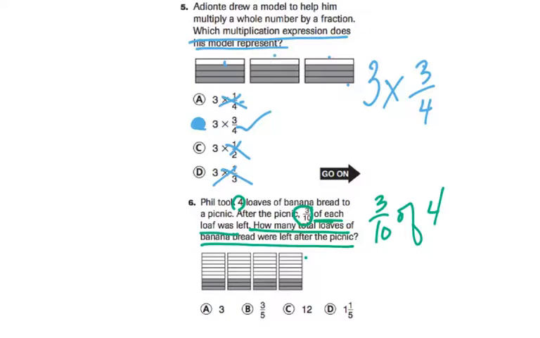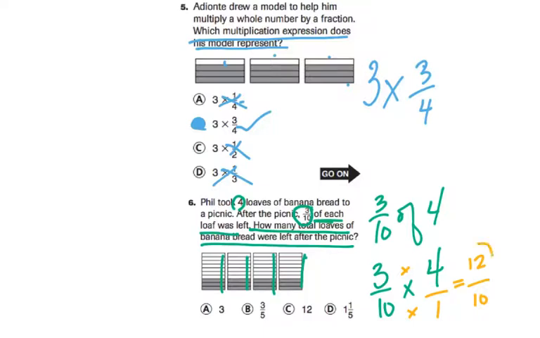I can also look at my picture, and I have 3/10, another 3/10, another 3/10, and a fourth 3/10. So this is 3/10 times 4 wholes. Remember, I can think of 4 wholes as 4/1 and just multiply straight across. 3 times 4 would be 12. 10 times 1 would be 10. And I have 12/10. 12/10 is not an answer choice.